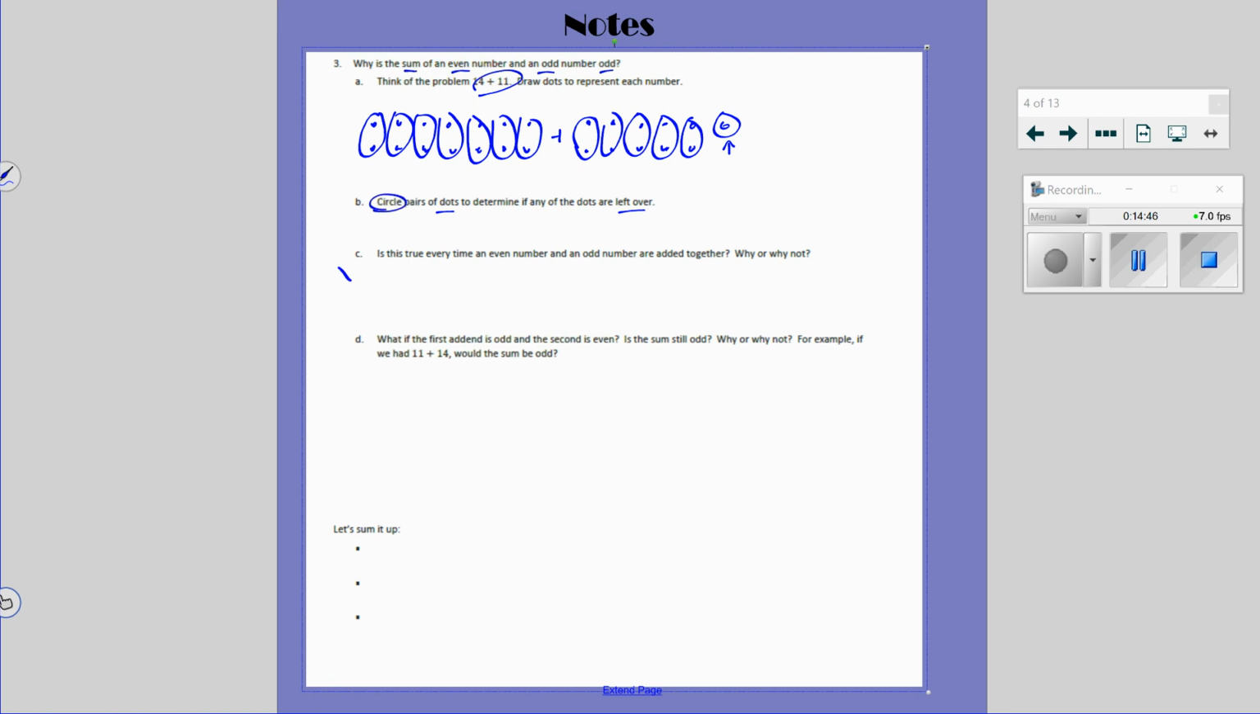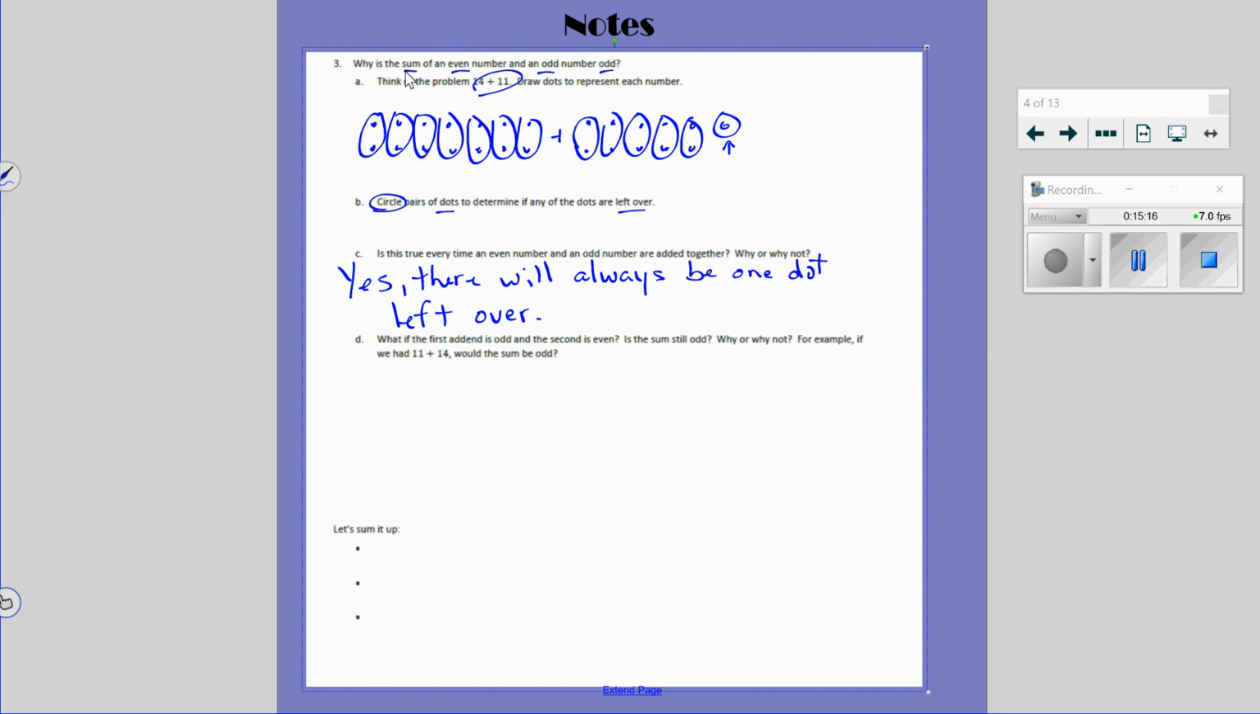So yes, there will always be 1 dot left over. Now, interesting thought question. What if I reverse the numbers? What if I did 11 and 14? Is that going to make a difference? What property says that?